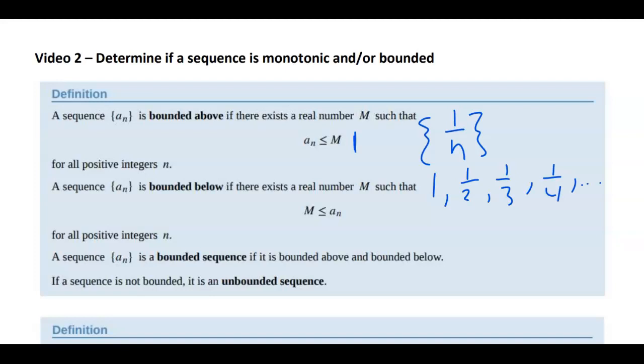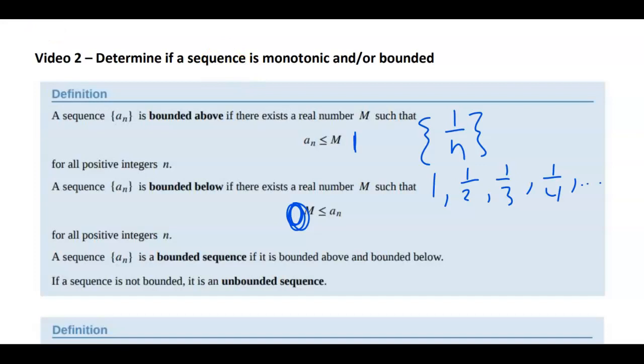We can also show with limits that we are bounded below by 0, and so we say that this sequence must converge. The sequence is bounded above or below, which means it's a bounded sequence.